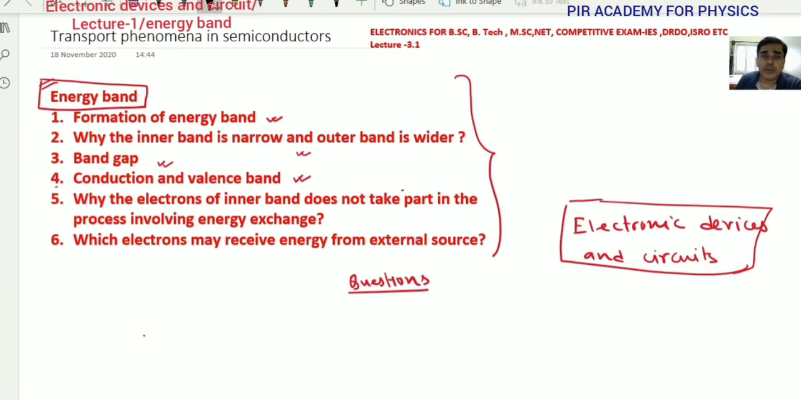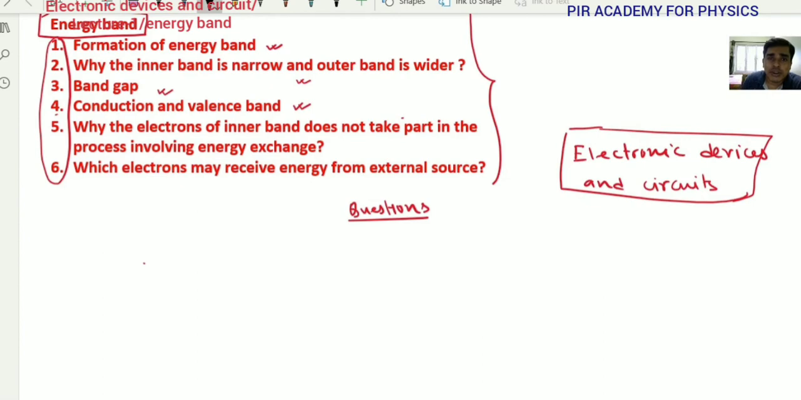If you know this fundamental topic on energy band, then you will be able to answer any type of question. So let's start with the formation of energy band.